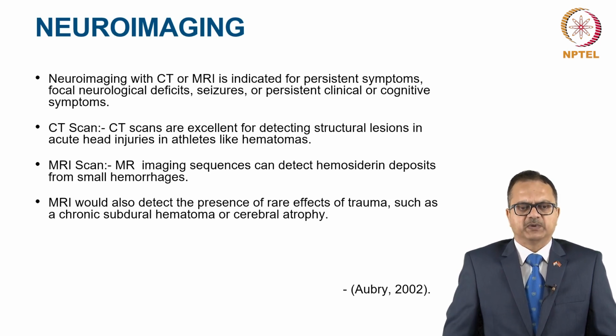MRI will also pick up rare effects of trauma like subdural hematoma or cerebral atrophy or infarcts. So if you want to pick up more detail in the brain matter, you do a MRI. If you want to pick up bigger objects, bigger details, you do a CT scan. The advantage is CT scan is much quicker than MRI, and CT scan is much shorter in procedure time.